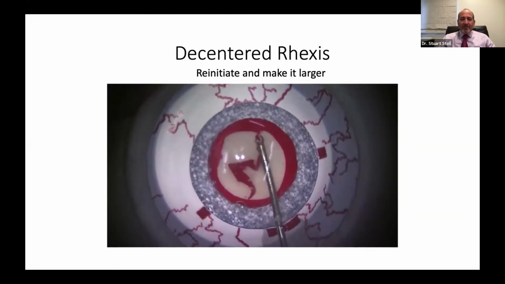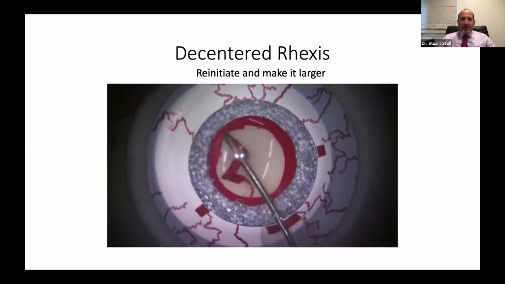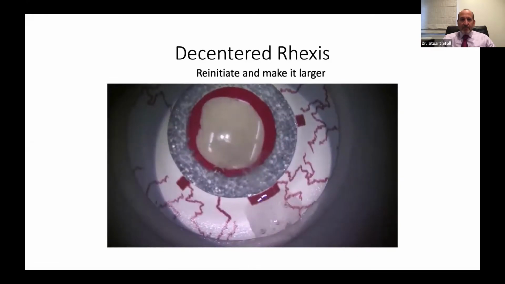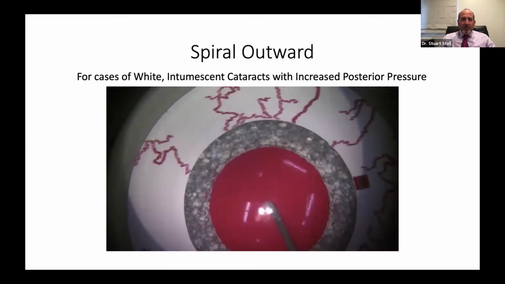One last time. It doesn't matter how many times you regrasp. Look at that control that you can obtain. That's a great rhexis. You can have a great case with that. Here's another one where you can spiral outward.